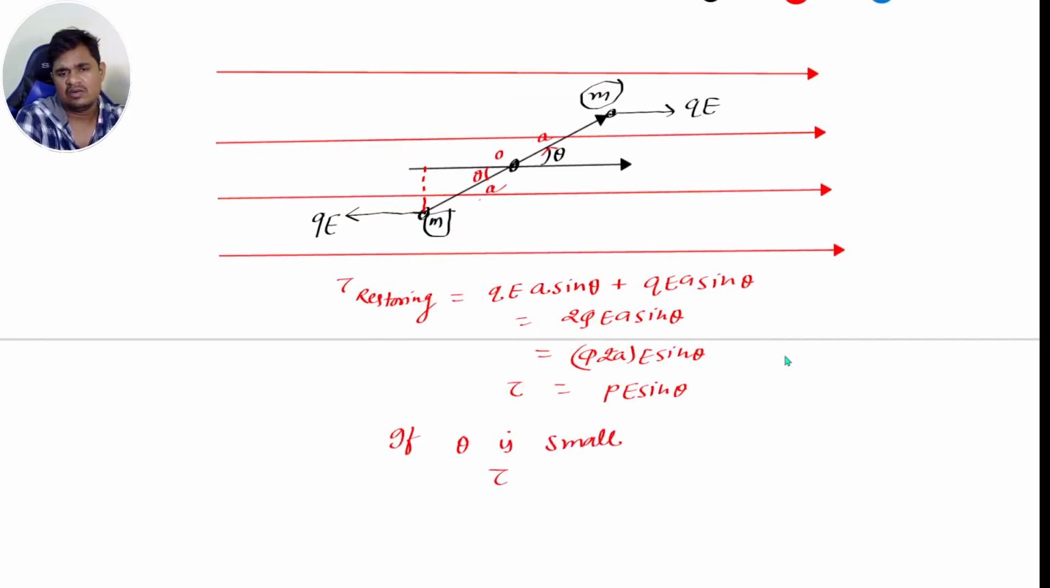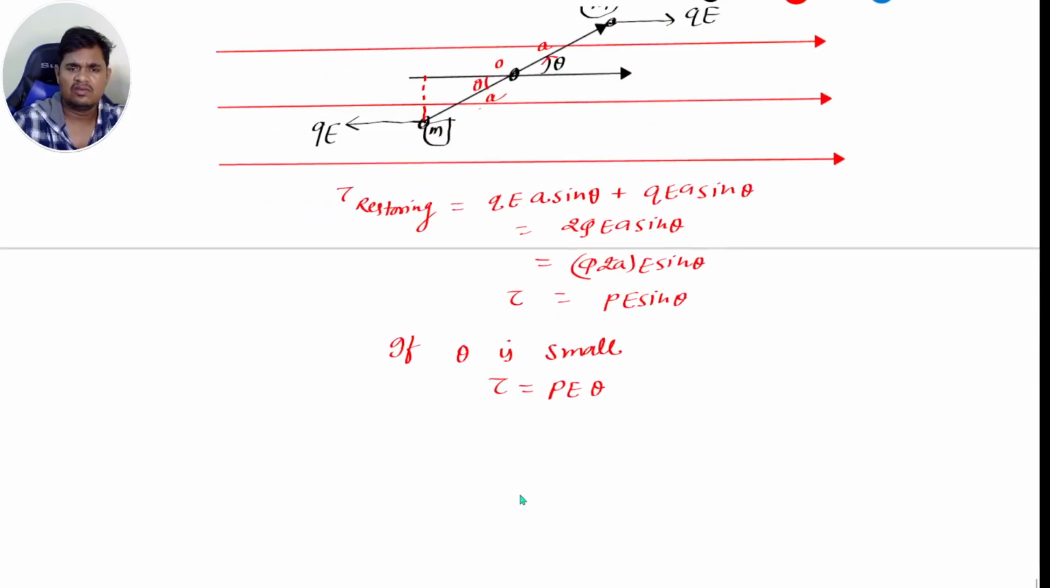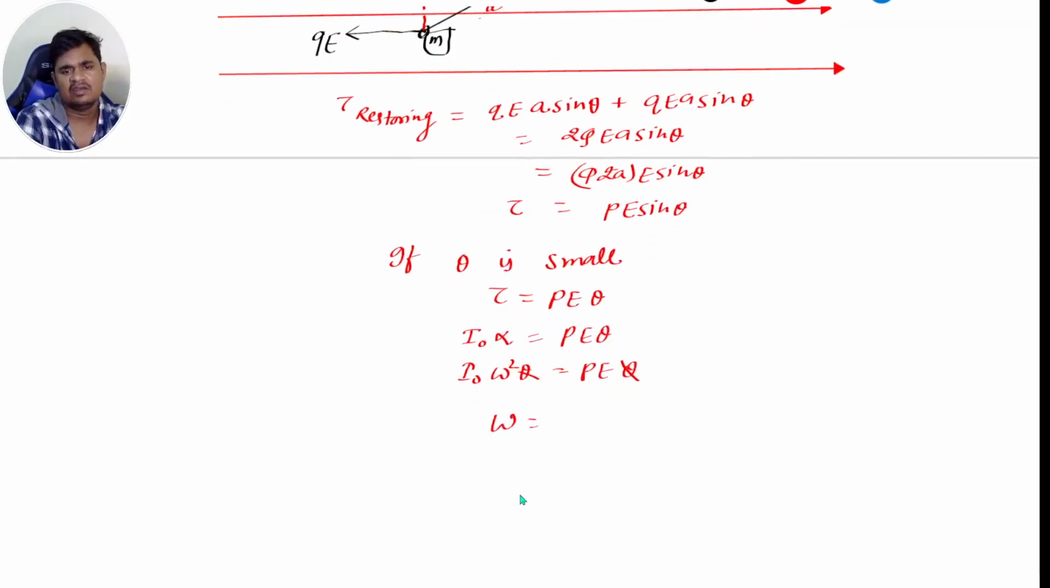You can see that if theta is small, then I can write torque equals pE theta, and this restoring torque can be replaced with I about O times alpha, that is pE theta. Alpha can be written as omega square theta, for angular SHM. So omega that we got here is the square root of pE by I naught. And what is the moment of inertia? The moment of inertia of the particle about the center of mass.